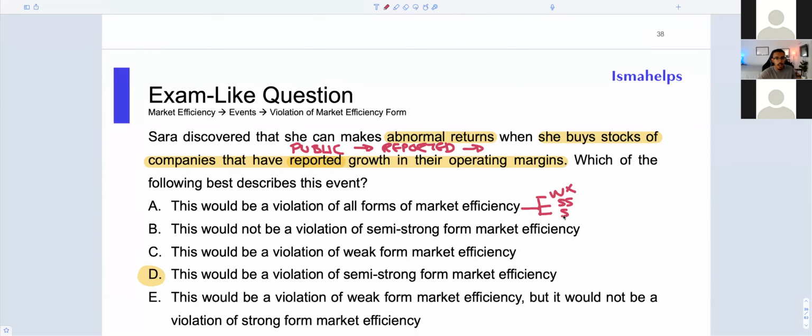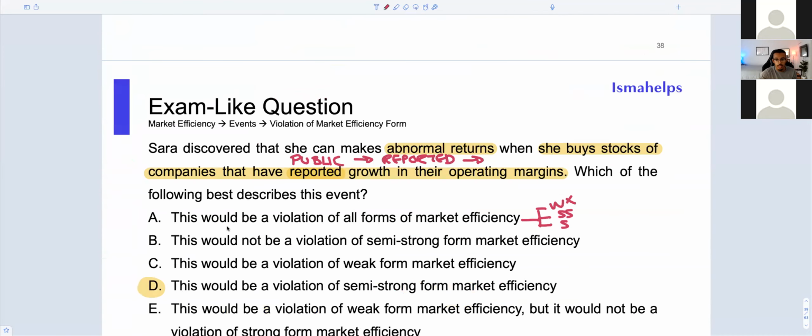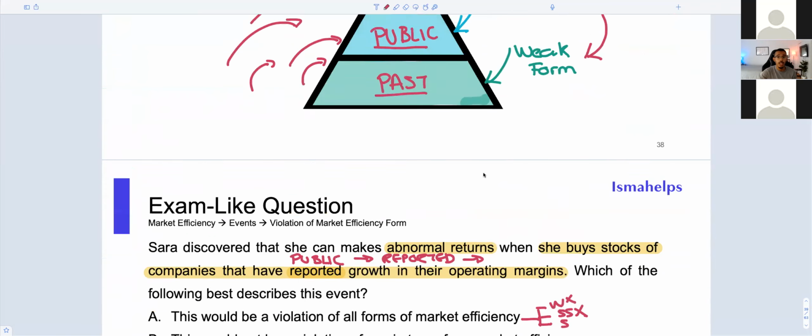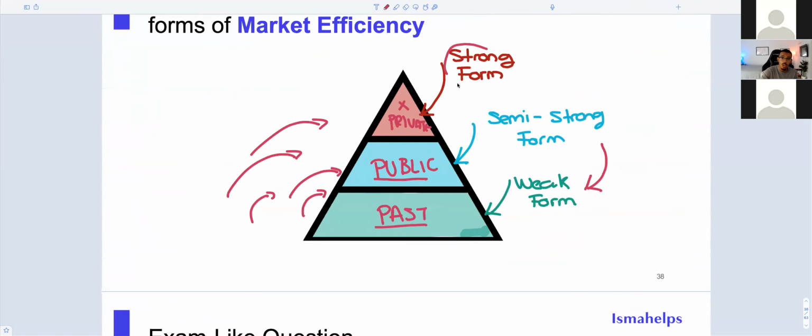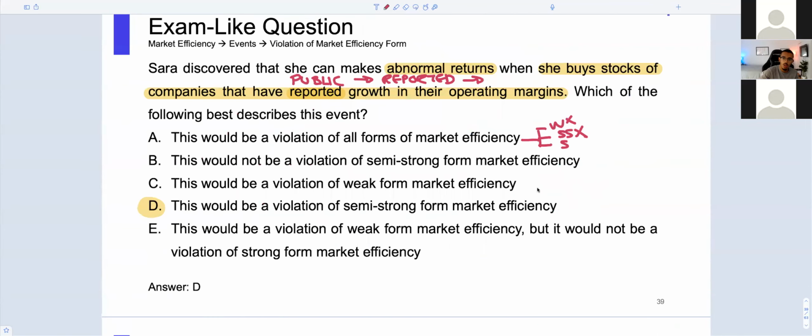However, under a semi-strong form of market efficiency, if we go back to our model, it says that you cannot use public information because it's priced in. For that reason, this would be a violation of the semi-strong form. And if you remember what I mentioned earlier, if you are strong form market efficient, you are also semi-strong form and weak form. So if you're not semi-strong form, then you cannot be strong form, and for that reason it is also a violation of the strong form of market efficiency.